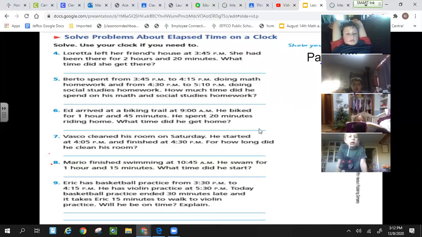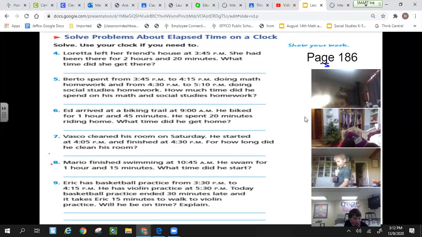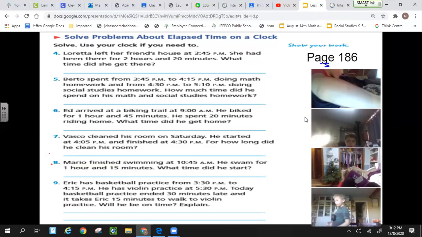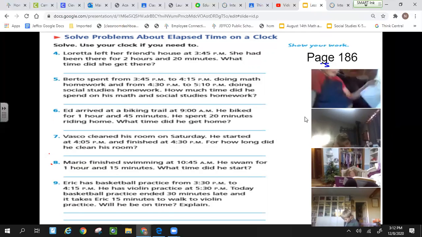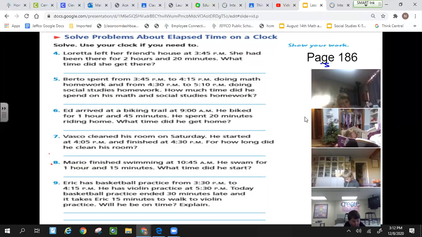Loretta left her friend's house. So you should have turned the page. Lucas, can you sit up, buddy? We're on 186. Loretta left her friend's house at 3:45 p.m. She had been there for 2 hours and 20 minutes. What time did she get there? I want you guys just to see if you can figure that out.